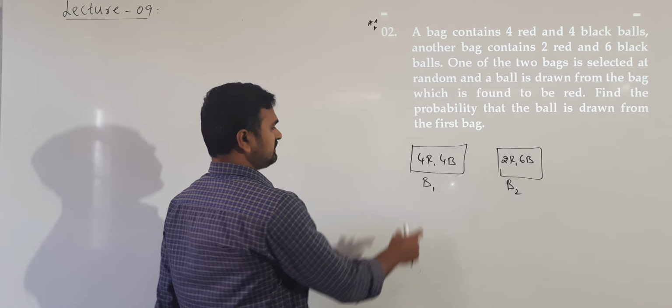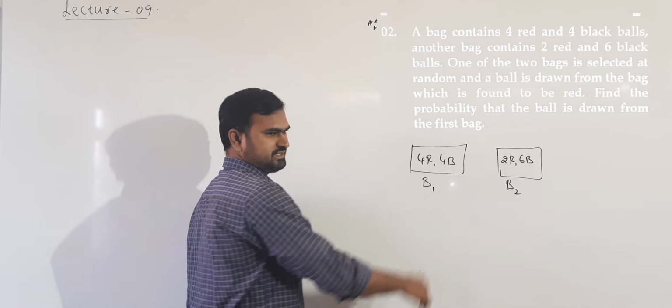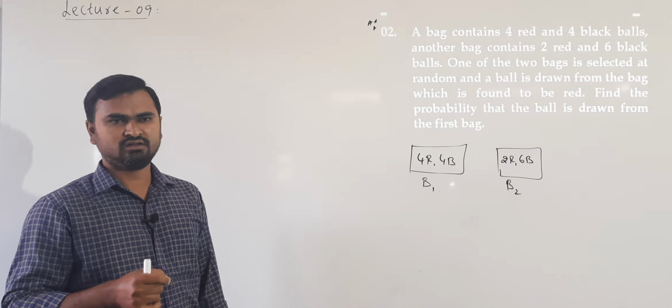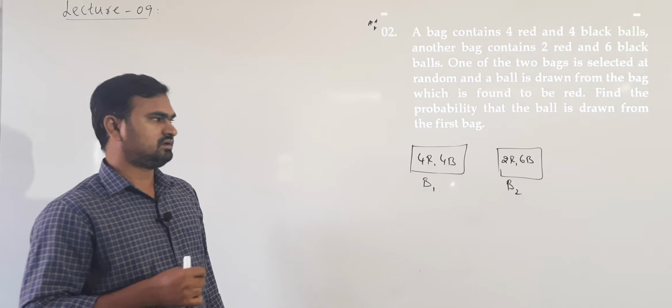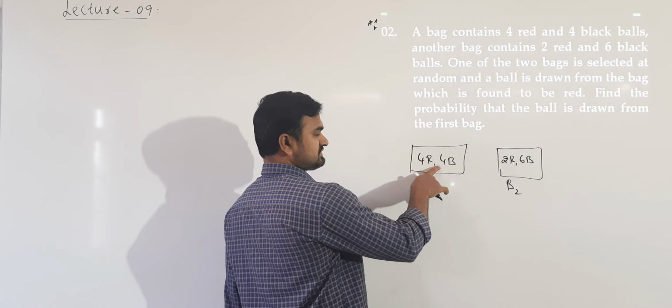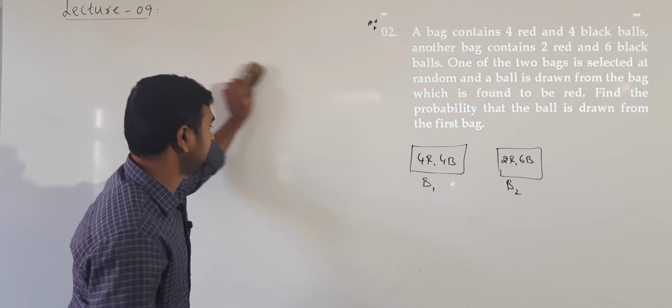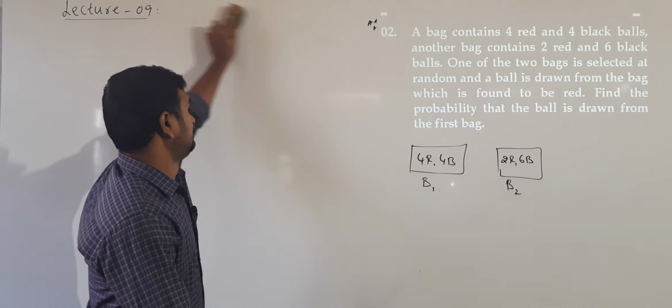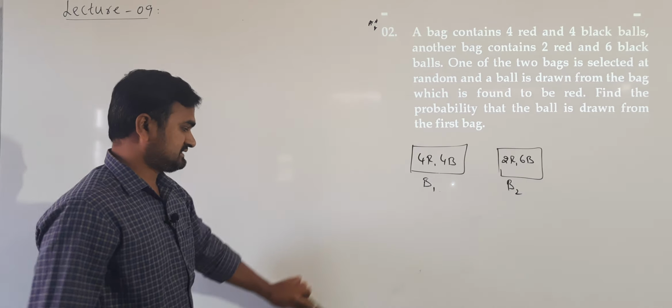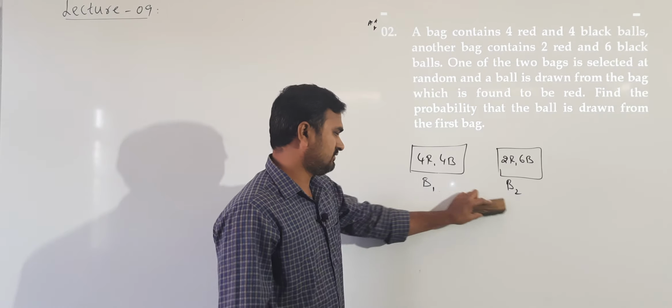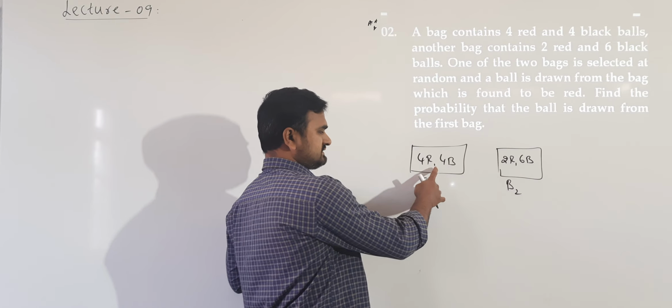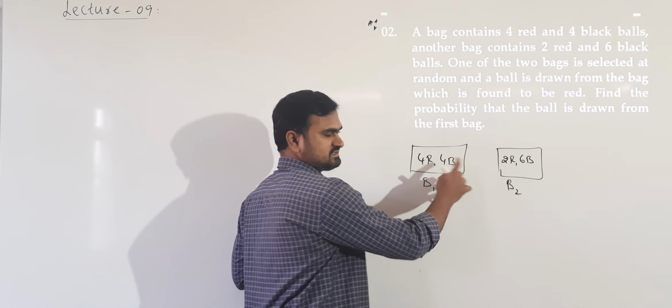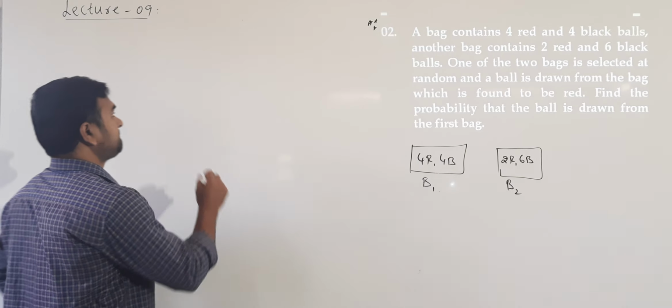Understand? One bag is selected, we don't know which one it is. From that we are taking one ball. We know the color is red. Now what is the chance that it is from the first bag? So we apply the Bayes theorem here. First we will define the 2 events. We can get the red ball in either this case or this case, so let us define the events first.